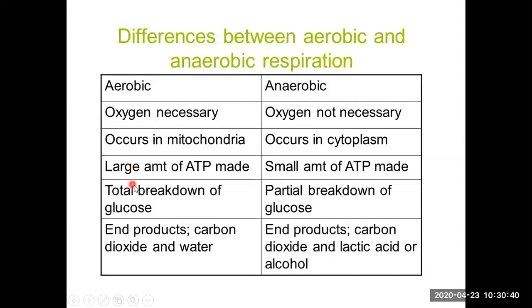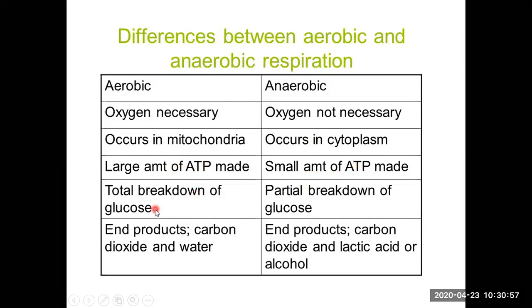In aerobic respiration, a large amount of ATP, or energy currency adenosine triphosphate, is produced, while in anaerobic respiration, a small amount of ATP is produced. The exact number is 36 ATP in aerobic respiration, while 2 ATP are produced in anaerobic respiration.